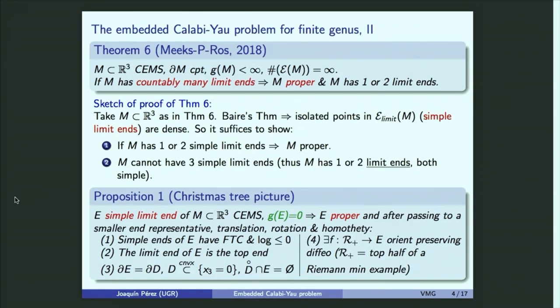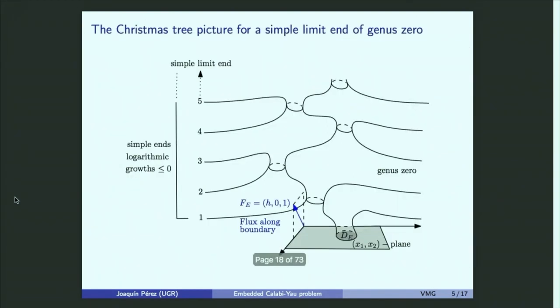The simple limit end is the top end, so I'm thinking about the top half of a Riemann minimal example. The boundary is a planar curve in the plane x3 equals 0 that bounds a convex disk, or a round disk in the case of Riemann, so that the interior of that disk does not intersect this E again. And finally, the topology of E is exactly the same as one half of a Riemann minimal example, which is the meaning of R plus. In one picture, I can show you what the second part of the proposition says: you can find a representative as nice as this picture. Here you have the boundary that encloses a convex disk. All these ends have finite curvature. Maybe they are planar, or they are catenoidal with negative logarithmic growth, and the simple limit end is the top end.